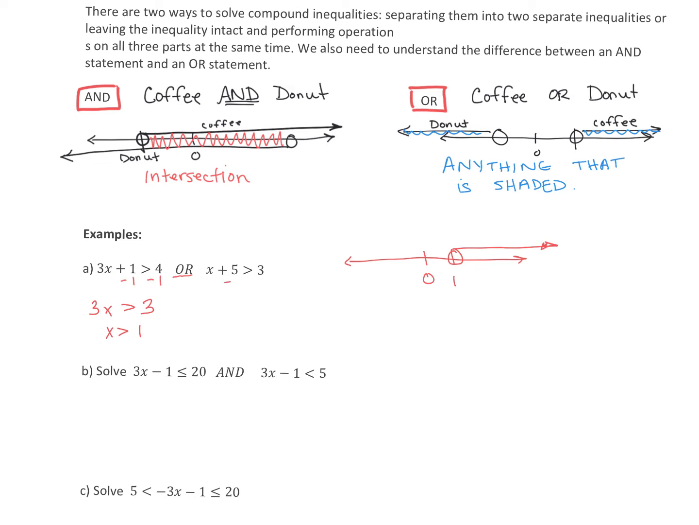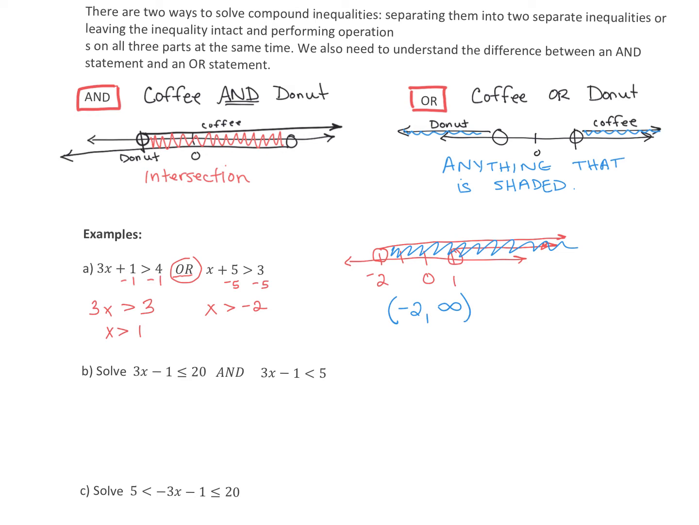Or if I subtract 5 on this one, I get x is greater than negative 2. So here's our negative 2. Greater than, so it's an open circle shaded to the right. And I want anything at all because it's an or statement. Anything at all that's shaded, so I'm going to be happy all of this time. So the interval notation here would be from -2 to infinity.